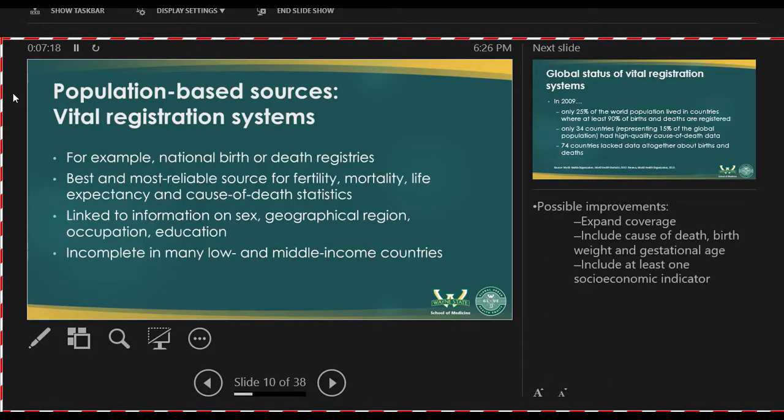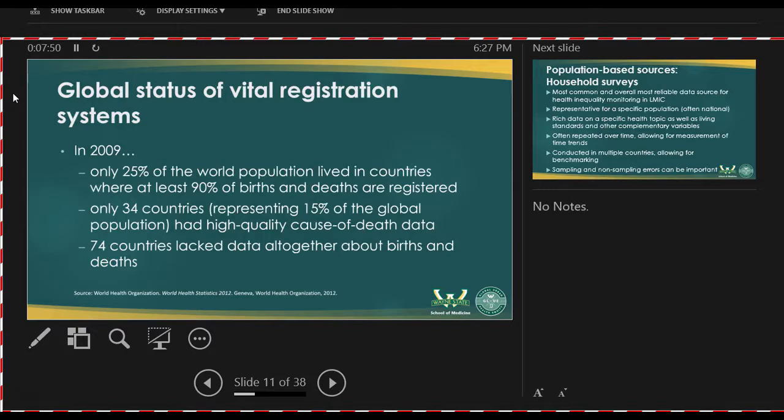Your vital registration system is national birth and death certificates. Those are also used by us. They link to information on sex, geographical region, occupation, education. So that's a little bit more detailed about health than your census. In many low and middle income countries, we see that the vital registration system is not collected properly. They do their best with the resources that they have, but when you actually do the analysis, you see that it's not up to the mark of what we want for using it in other studies. So what's the state of the vital registration system?